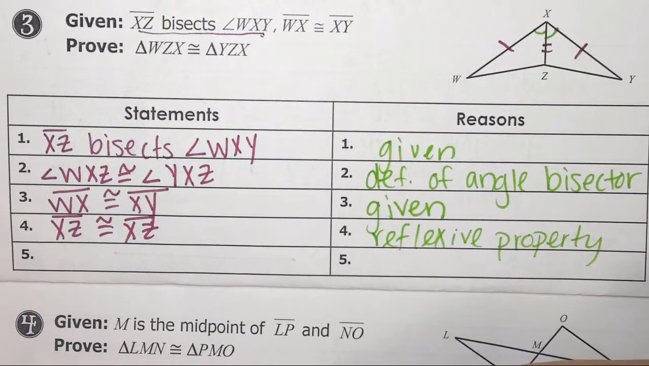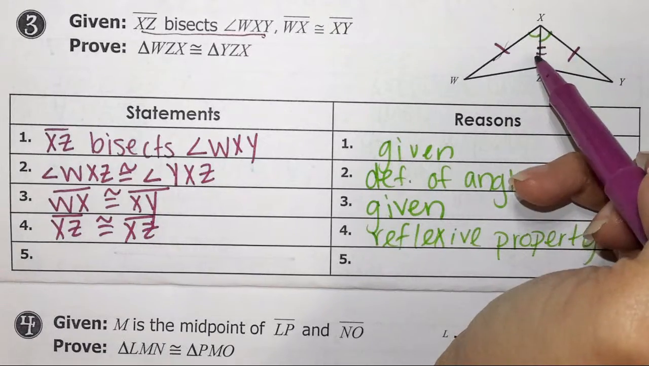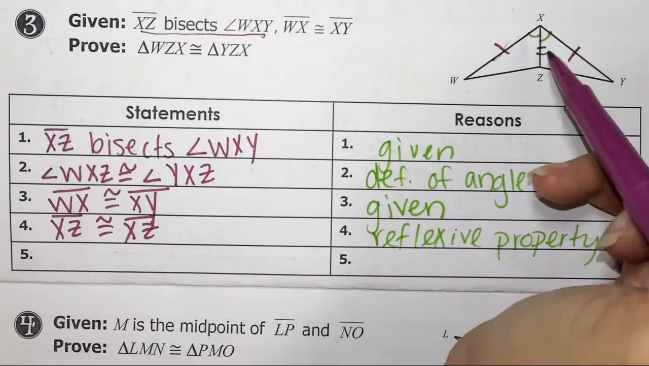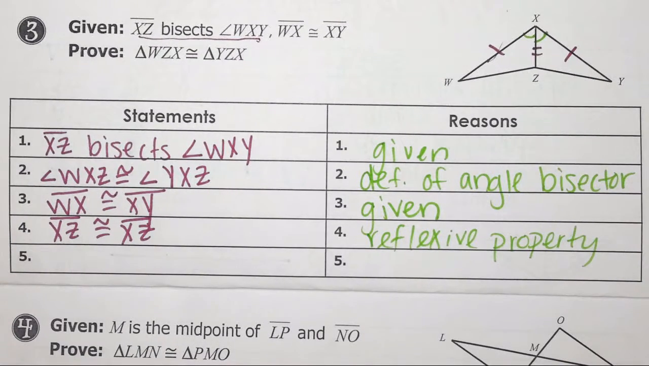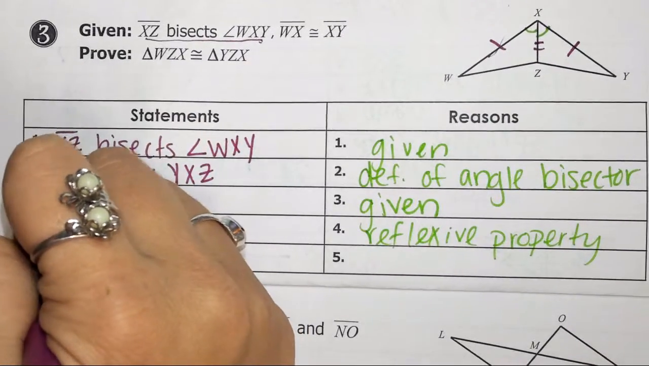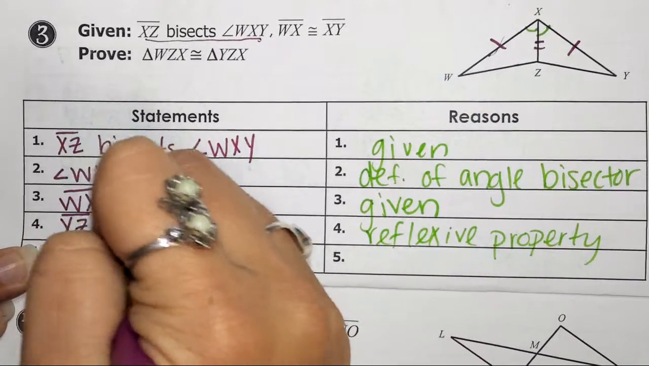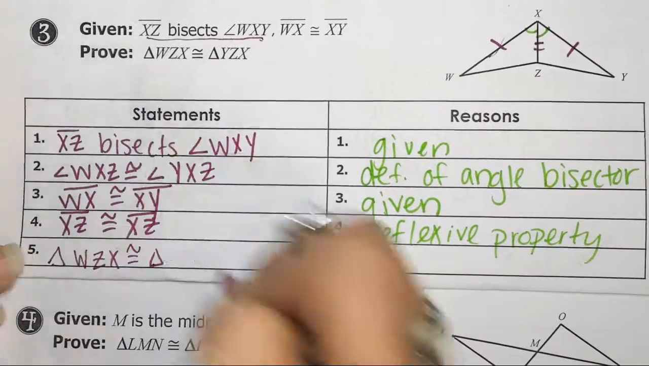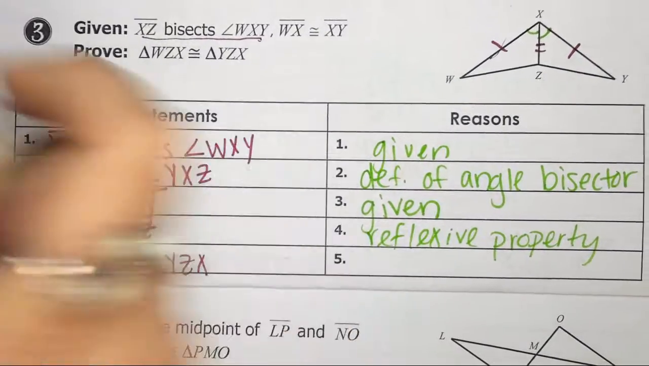All right, so now we have two tickies here. How would we prove that these two triangles are congruent? We have a side, we have an angle, we have a side. So what would we use? Side angle side. So triangle WZX is congruent to triangle what? YZX. By what property?